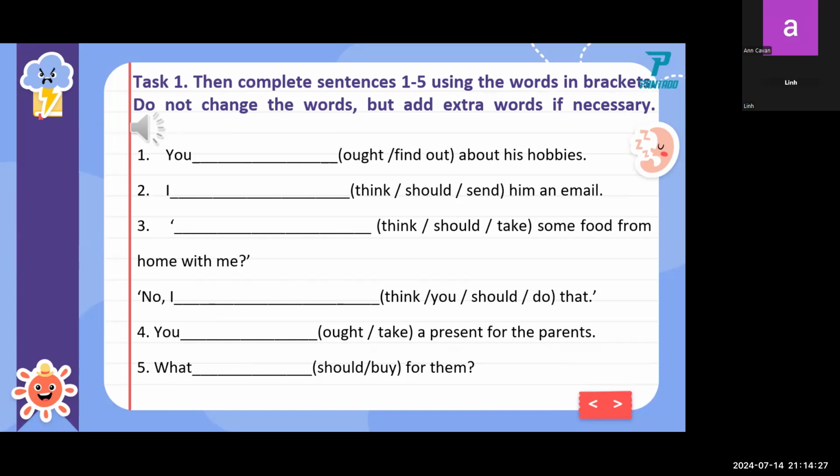I hope I get on well with my exchange student. I'm going to stay with him next term. You ought to find out about his hobbies. I think you should send him an email. Yes, that's a good idea. Maybe he likes tennis. I play tennis a lot. Well, don't forget to take your tennis racket with you and anything else you need for your hobbies. Do you think I should take some food from home with me? I'm worried that I'm going to miss it. No, I don't think you should do that.